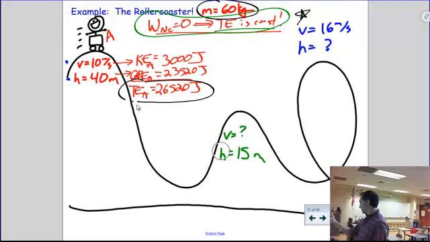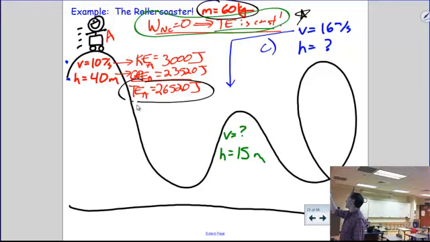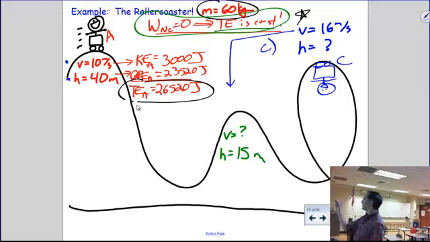All right, and let's do the same thing here. This calculation is going to be almost the same thing, right? So here, let's call this point C. We're up here at the top of the loop, and we're trying to find the height of the loop. So if the velocity is 16 meters a second, that means there's going to be some kinetic energy, right? So half of his mass times the velocity squared gives you 7,680 joules, right?